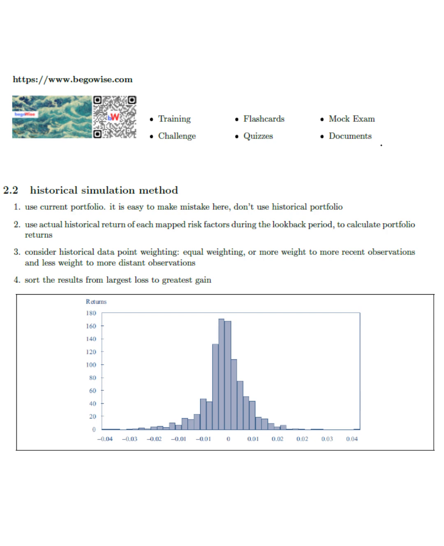Step 4. Sort the results. After calculating the portfolio returns based on historical data, sort these returns from the largest loss to the greatest gain. This sorted list helps us see the distribution of possible outcomes.